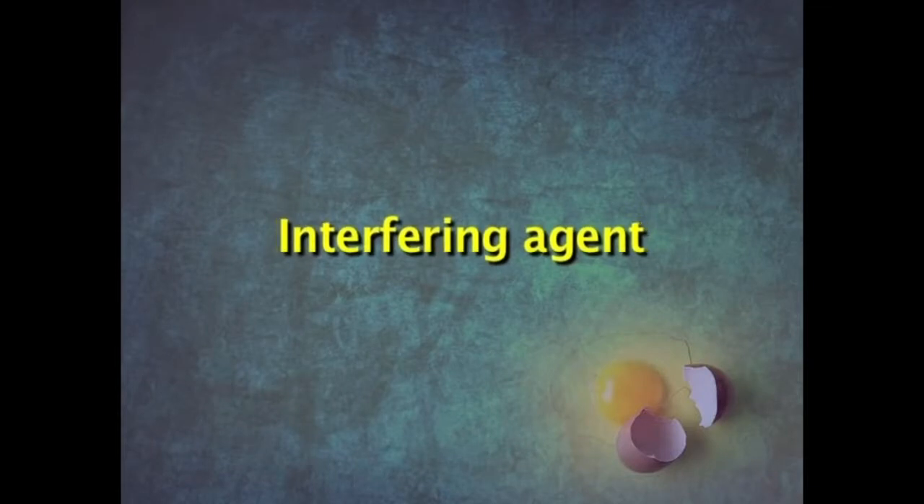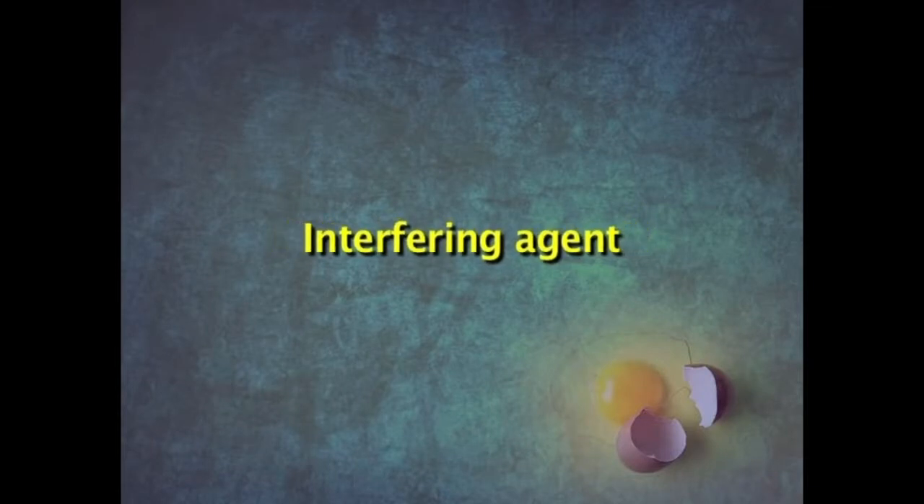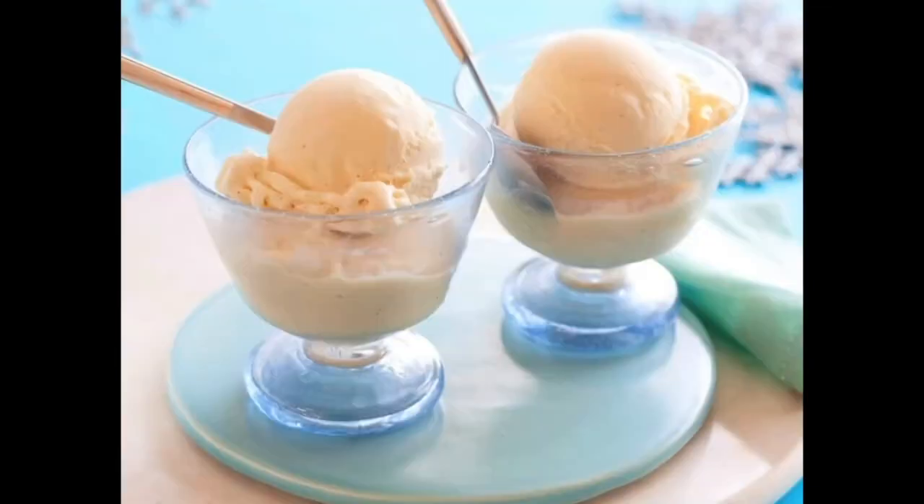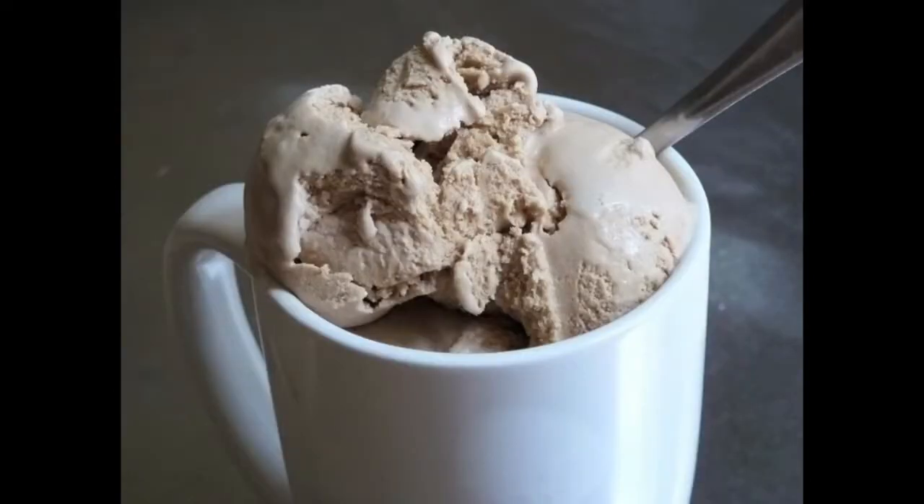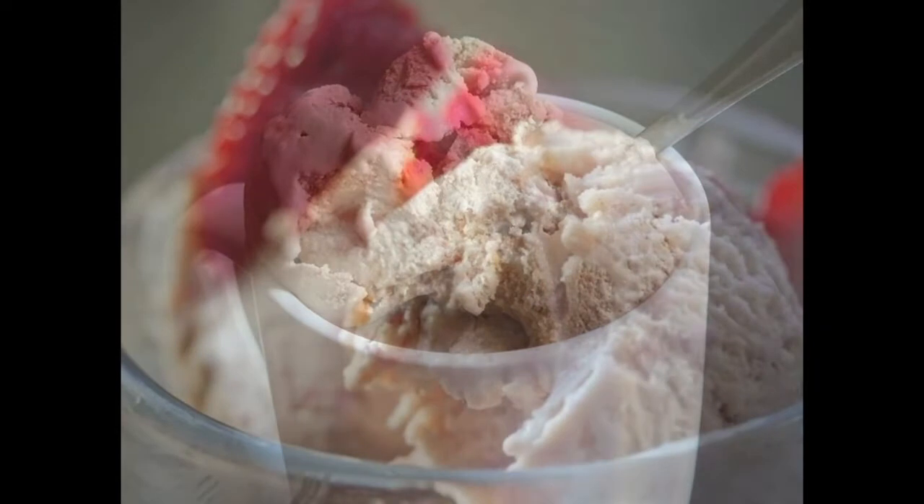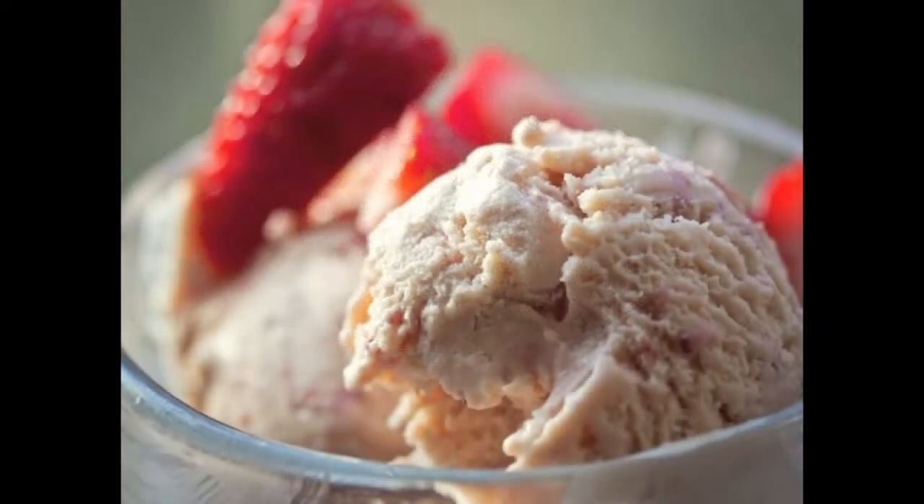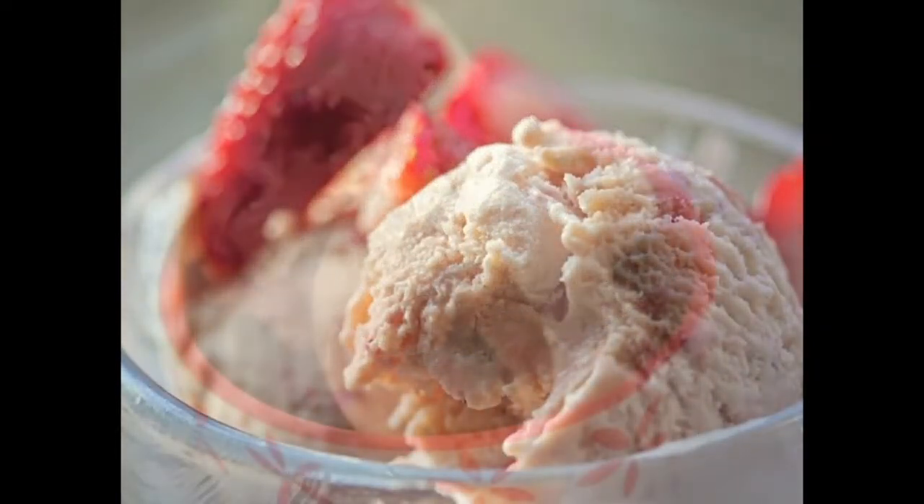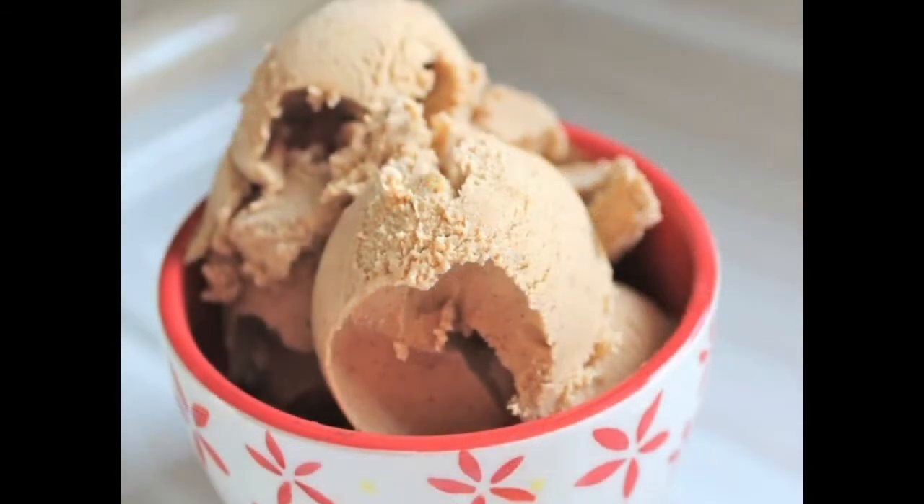Egg is also an interfering agent, especially egg white. So in ice creams, egg is used as an interfering agent. The beaten egg white forms foams and traps tiny air bubbles. These tiny air bubbles prevent the ice crystals from coming together and forming masses of ice crystals. Therefore, it interferes with the crystallization and gives a smooth texture in ice cream.